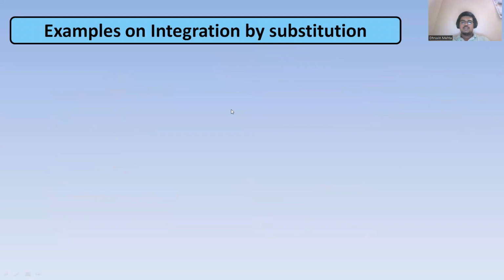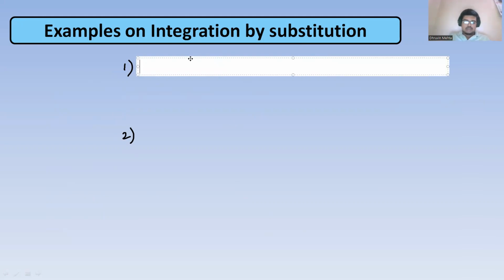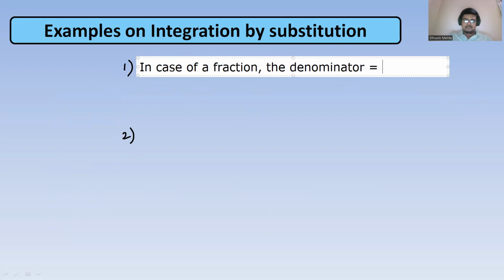Let's understand this substitution, but before we take substitution questions, there are two rules which I'll be sharing. These two rules or tricks, whatever you call them, will help you decide what should be substituted as t. This will make your work a little easier. In most of the sums these rules are followed. So the rule is basically, in case of a fraction, if the function is a fraction, the denominator will be substituted as t.